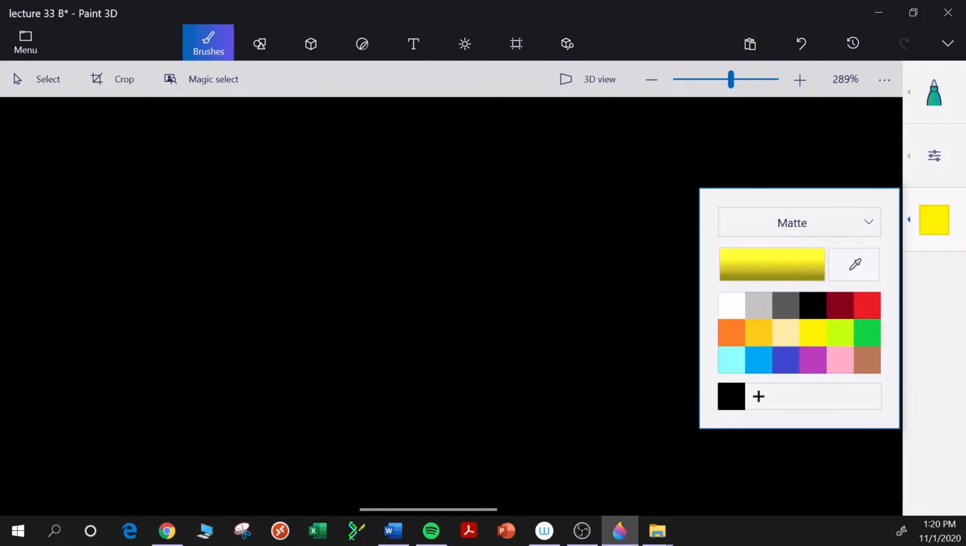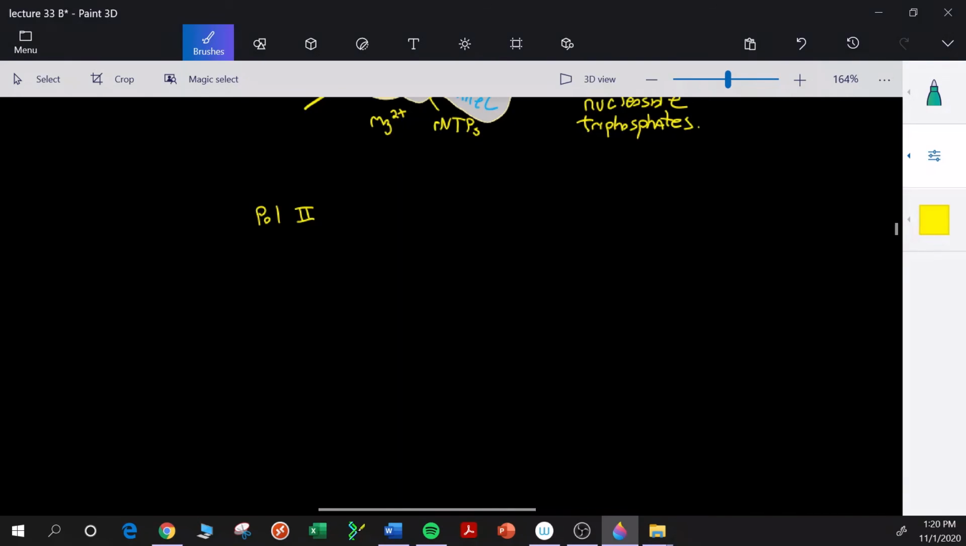Now let's take a look at the promoters. We are not going to talk too much about pol 1 and pol 3 promoters. Maybe we will do a little bit in the next lecture. In this lecture, most of the details we go over will be pol 2 promoters. Let me zoom out a little bit so my diagram doesn't look so pixelated. So, pol 2 promoters. Okay, so what is a promoter?